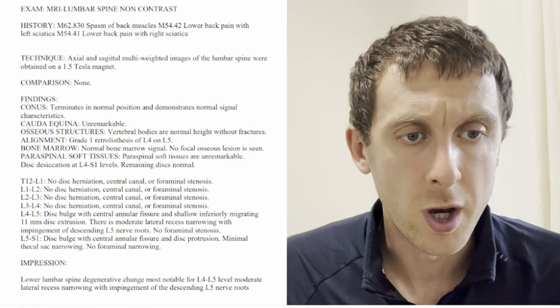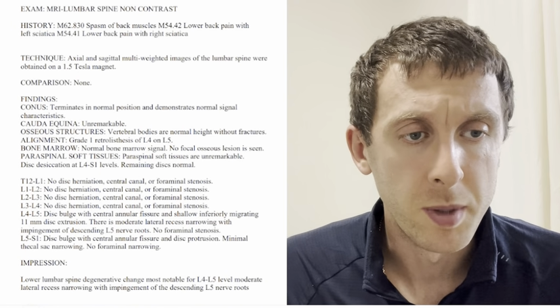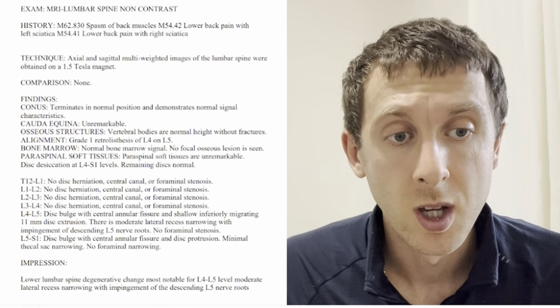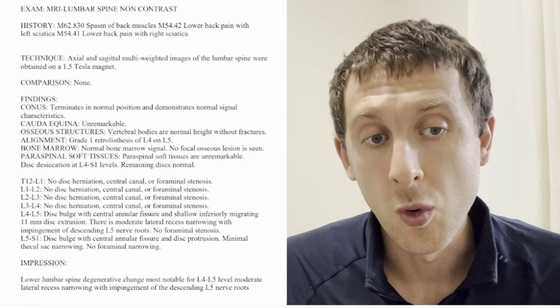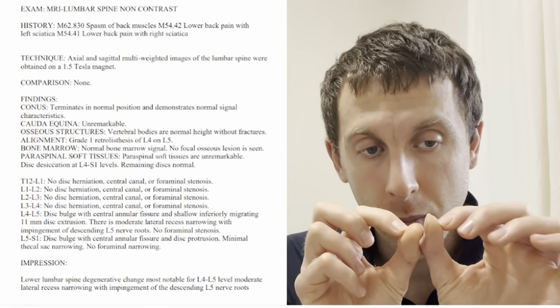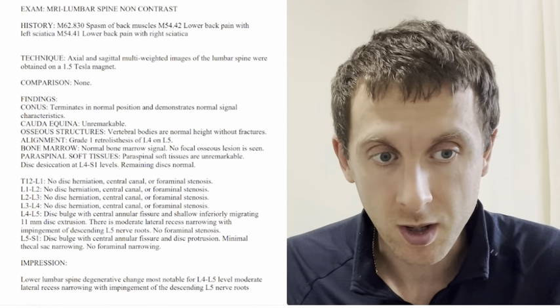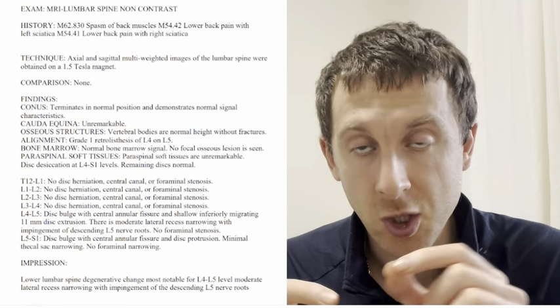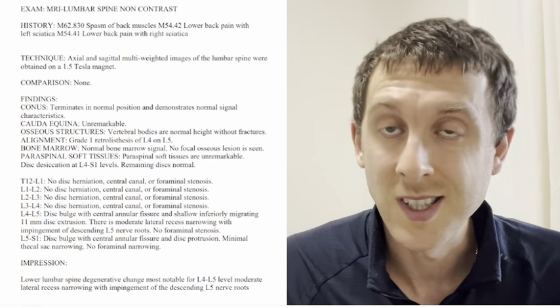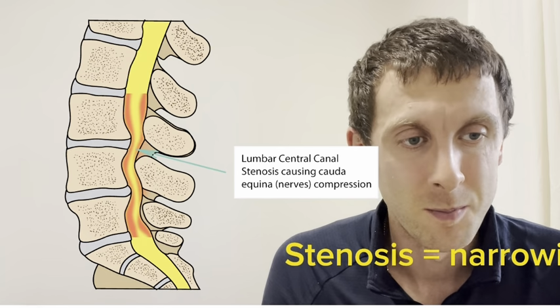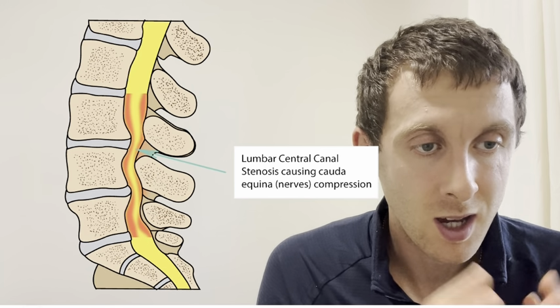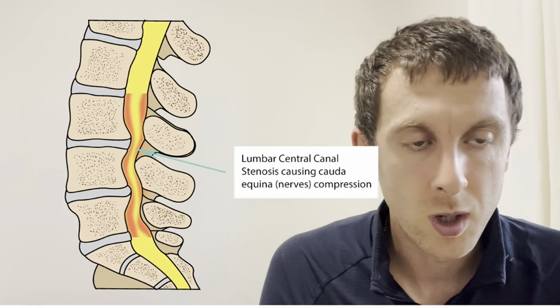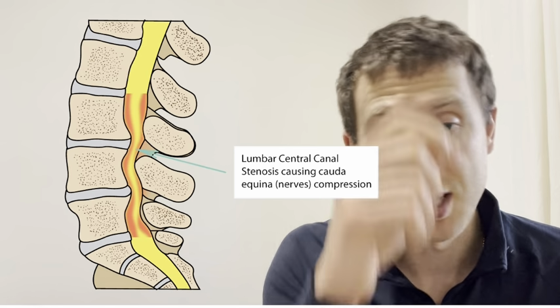And then it says there's moderate lateral recess narrowing, again, with impingement of the descending L5 nerve roots. And then it says no foraminal stenosis. So there's no narrowing in the tunnel where the nerves come out, but there is narrowing just before they leave, in that lateral recess. Stenosis means narrowing. And then if I look at the other levels, so T12-L1, no disc herniation.